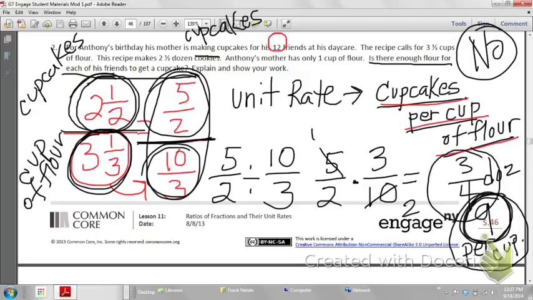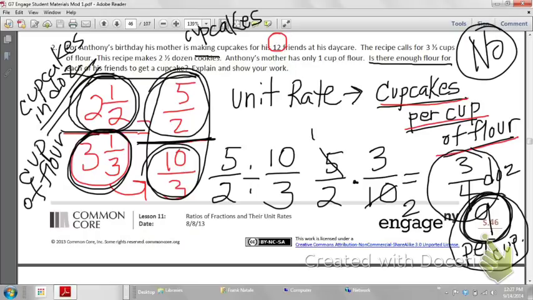Now, could we do it the opposite way, the other way? Yeah, absolutely can. Okay, we could have done cups of flour per cupcake. Okay, or per dozen, whatever, per dozen. This is cupcake in dozens, actually.